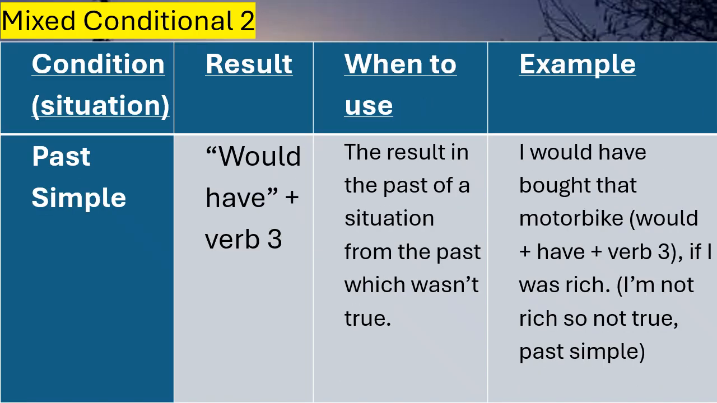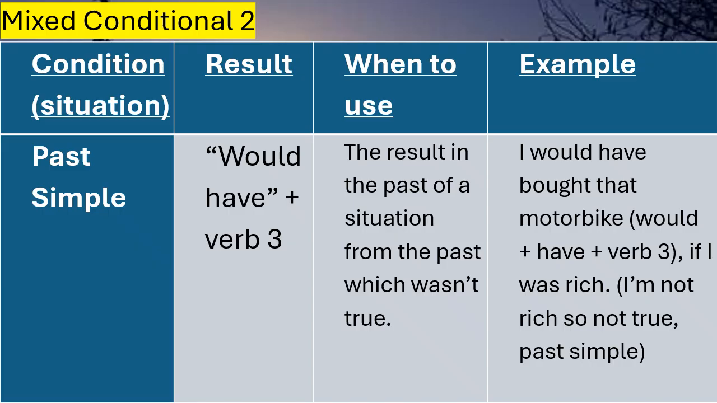And the last one is mixed conditional type 2. The condition, or the if part, is past simple. The result is would have plus verb 3. And we use this to show the result in the past of a situation from the past, which wasn't true.